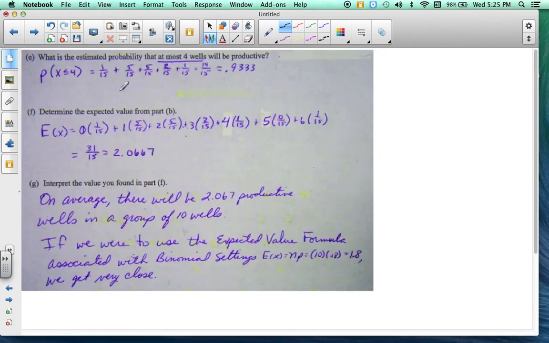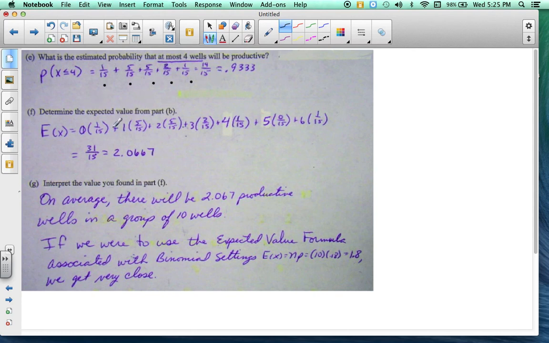All right, now some other questions. What is the estimated probability that at most 4 wells are productive? So this was 0, this was 1, this was 2, this was 3, this was 4. Added them all up and I got 14 out of 15, which is 0.9333.